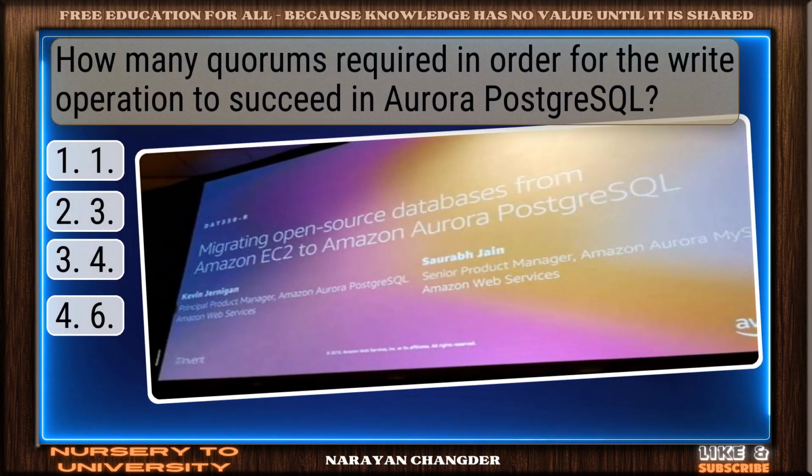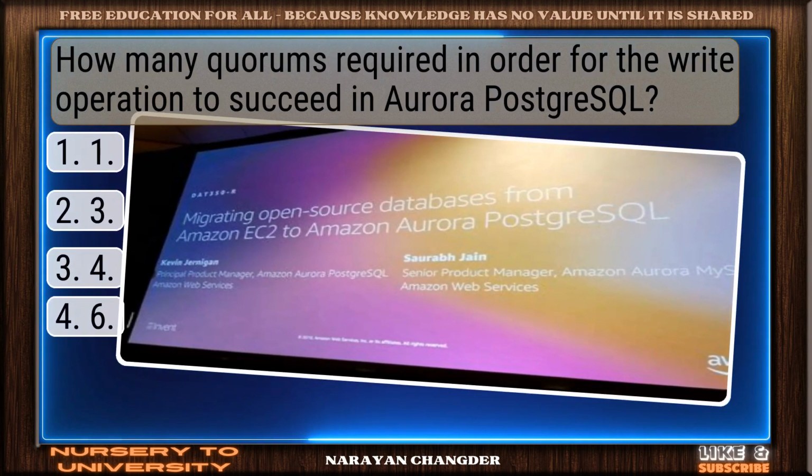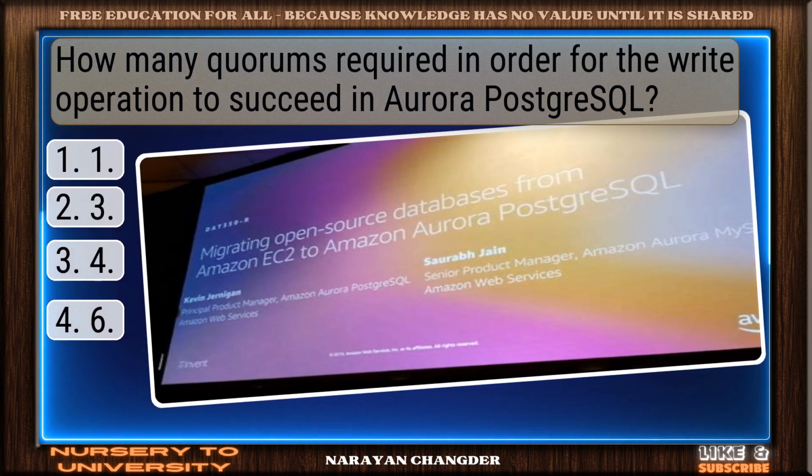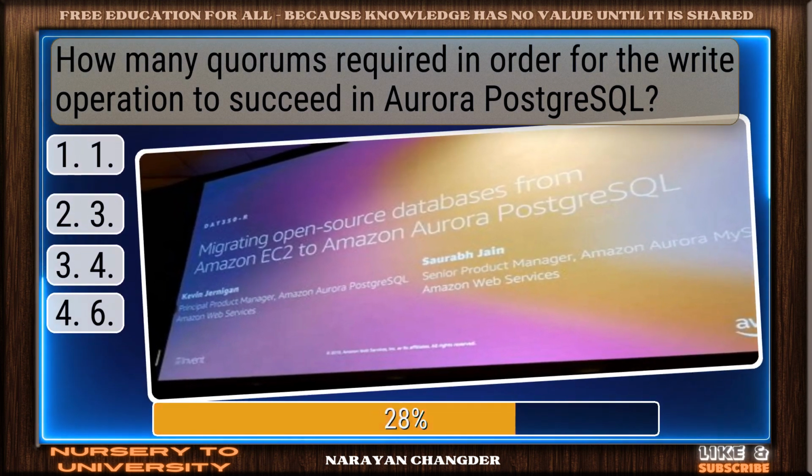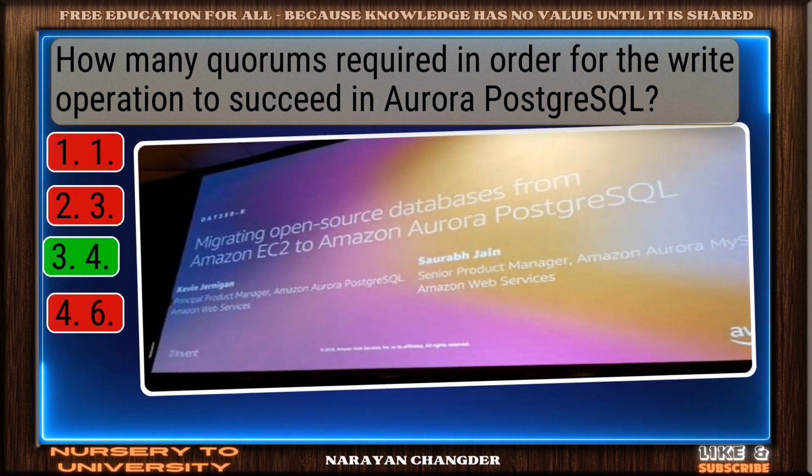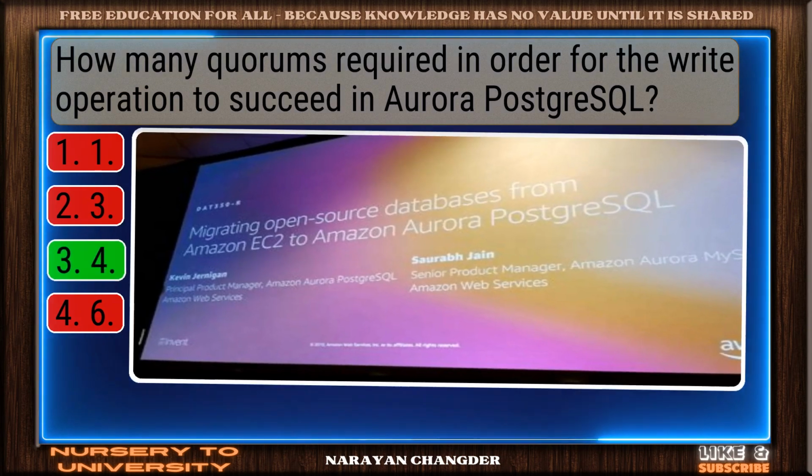Question number 14. How many quorums are required in order for the write operation to succeed in Aurora PostgreSQL? Sharp thinking. 4 is the right choice.